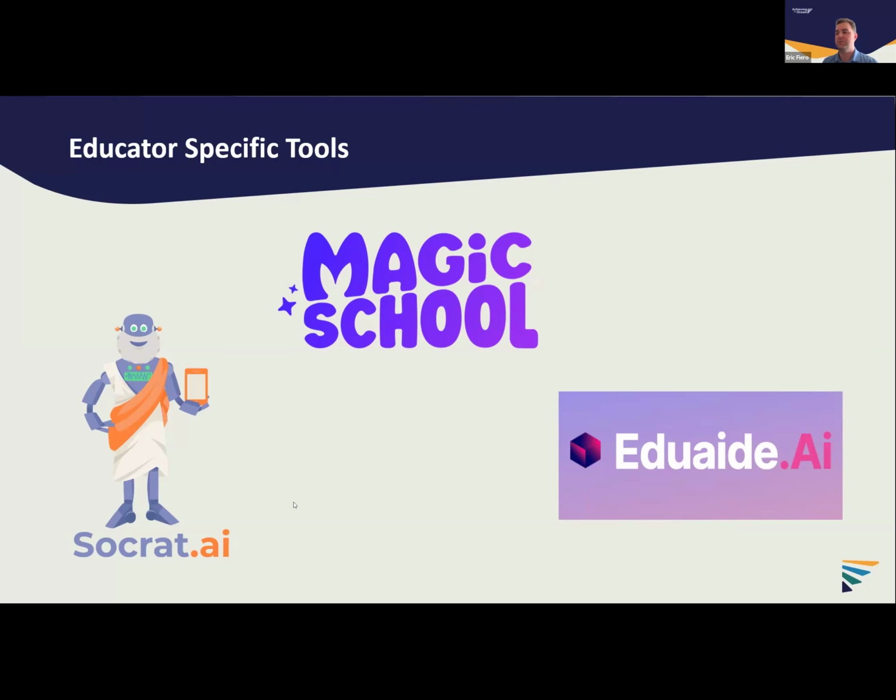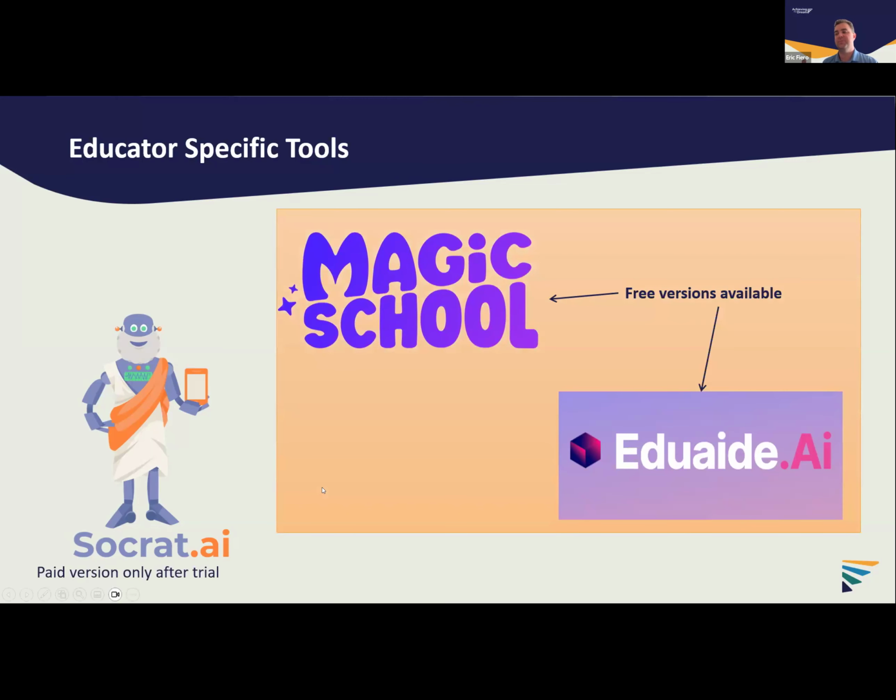I did want to note though that of these 3, Magic School and EduAid have free versions available, because I do think that, as we talk about all these AI tools, price becomes an element of the discussion, and these bills can add up. So I wanted to note that Magic School and EduAid have free versions. And I think in both instances, it basically just limits how many prompts you can do per day, similar to some other AI tools. Socrat.ai has a free trial, but beyond that, it requires paid versions anyways.